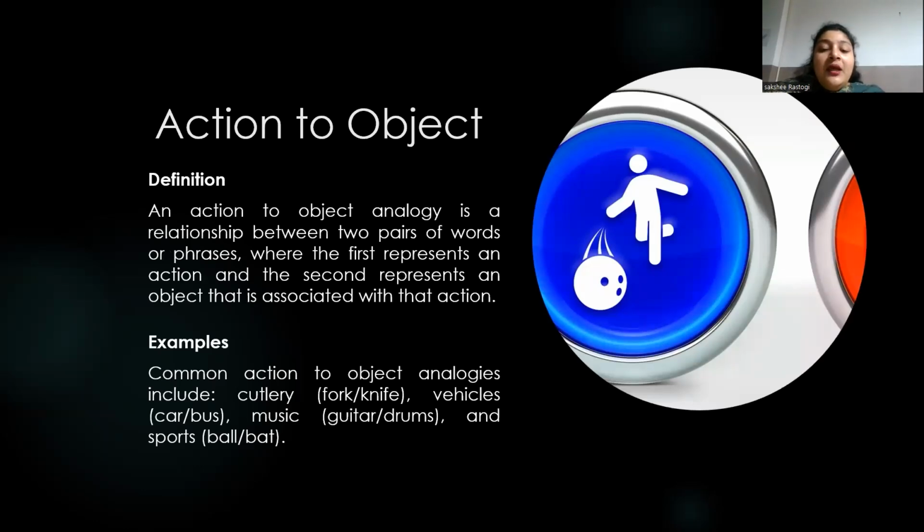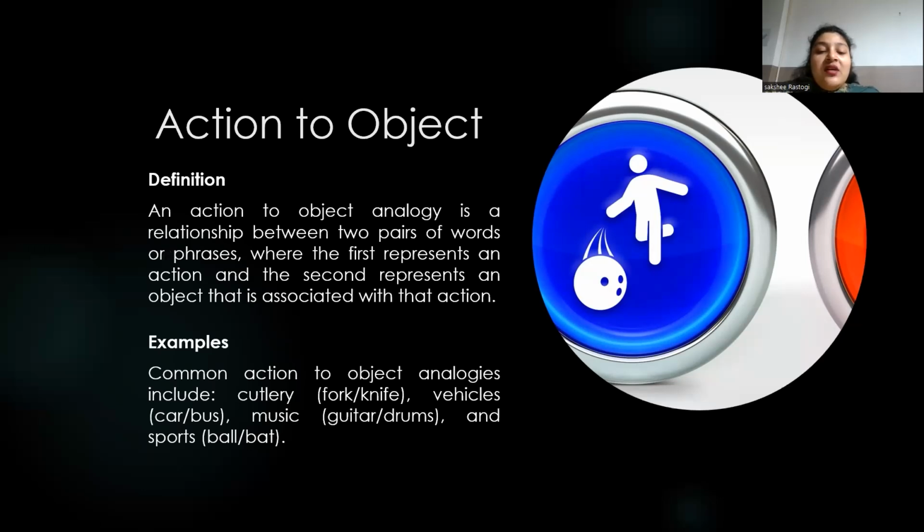For example, paint, canvas, write, paper. Run is to track and drive is to road. Eat is to food and read is to book. Play is to instrument and sing is to microphone. So in each example, the action, paint, write, run, eat, etc., is related to the object that is affected by its action: canvas, track, food, etc.